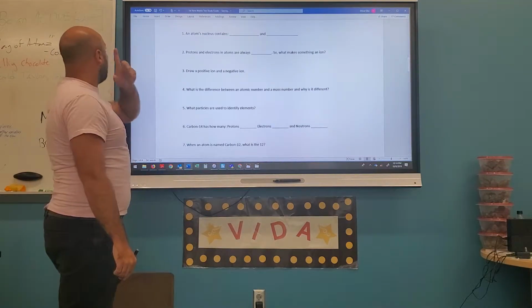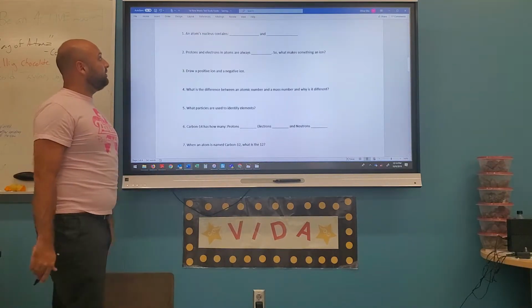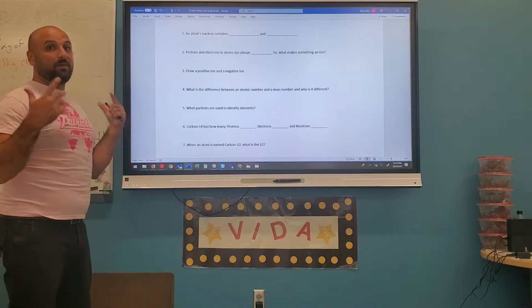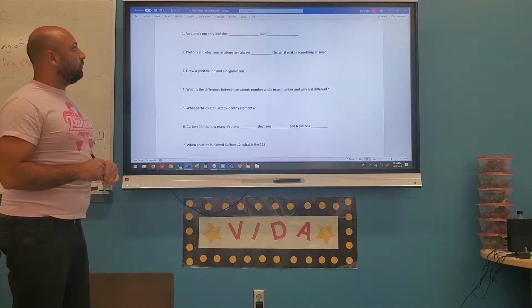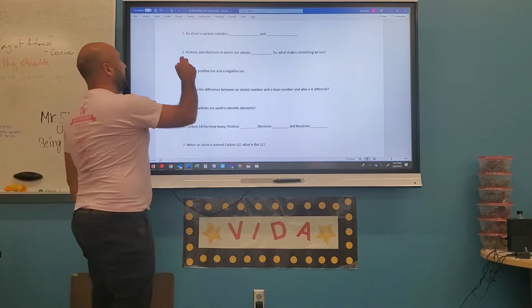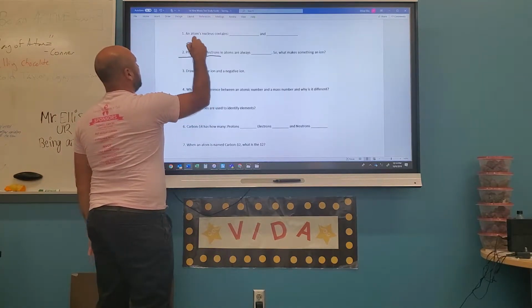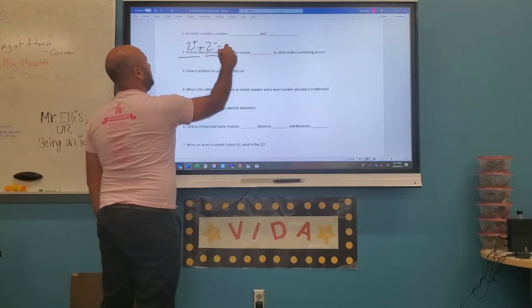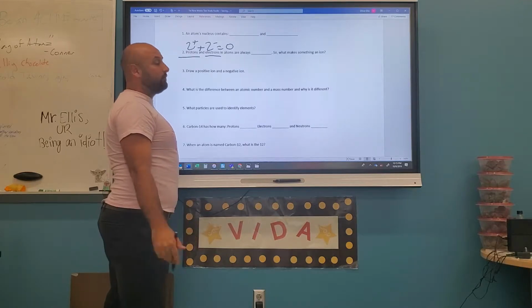Keeping it rolling. An atom's nucleus contains protons and neutrons. Protons and electrons in the atom are always equal. Everything must be balanced, right? So what makes something an ion? If protons and electrons are always equal, you have 2 protons and you got 2 electrons, then if you add those together, it always equals 0. Positive 2 and a negative 2 make 0.